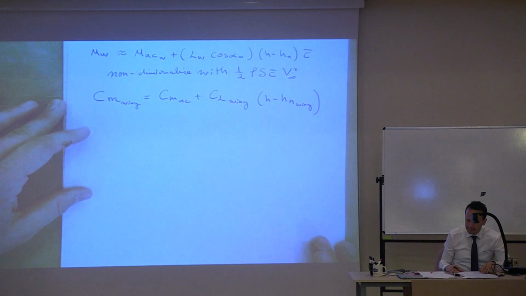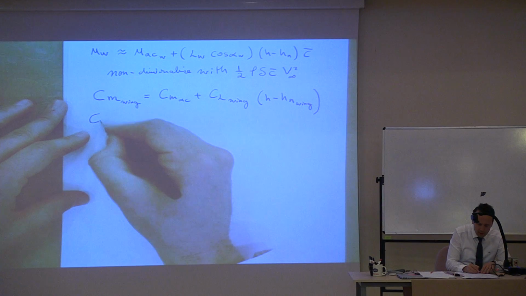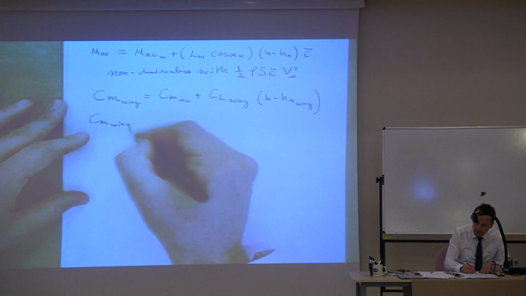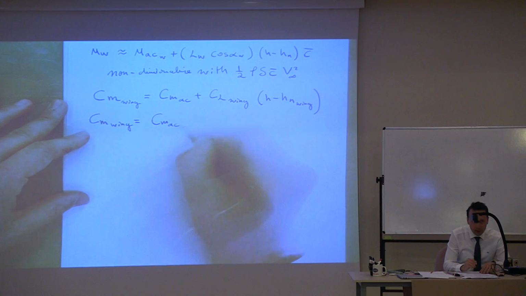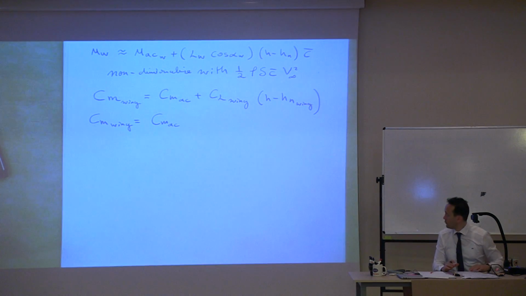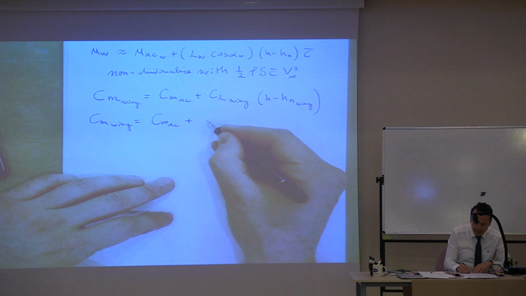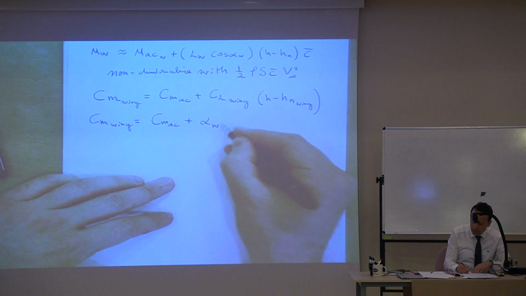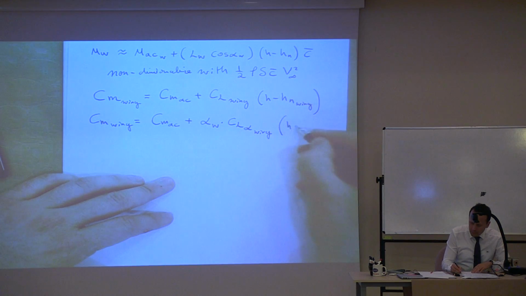Okay. Let me go one step further. Cm wing is equal to Cm at the aerodynamic center, and that doesn't change, right? The moment at the aerodynamic center doesn't change, plus alpha wing times Cl alpha of the wing, times h minus hn of the wing.